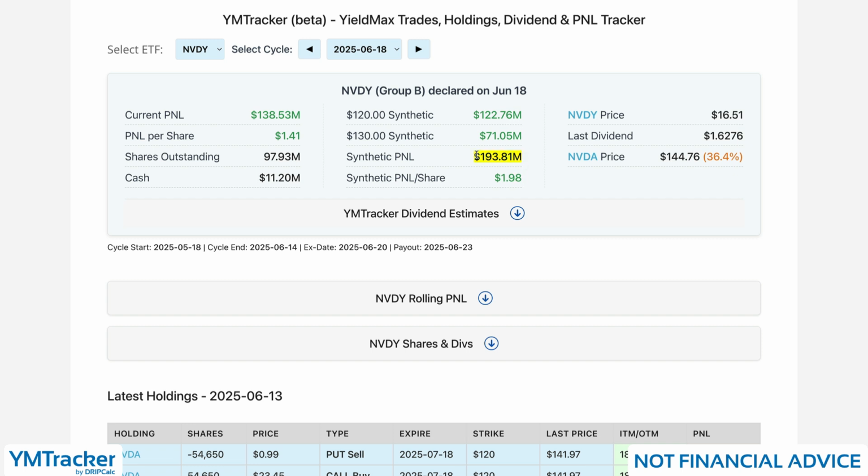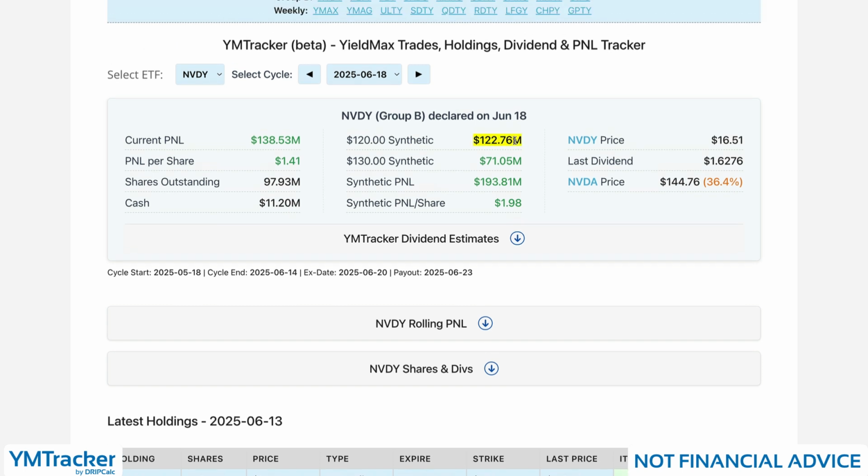So this is unrealized gain per share. This is total unrealized gain on all synthetic positions. And this here is PNL, or unrealized gain, or sometimes a loss. I'll show you on a different stock. Unrealized gain or loss per position. So $130 synthetic, they are up about $71 million on those, and 120 synthetic, they're up $122 million on those. Okay, so this section right here is how much they've earned in this cycle. So the cycle started right here on May 18th and ended on June 14th. So the start date is always Sunday, because we want to avoid market days.